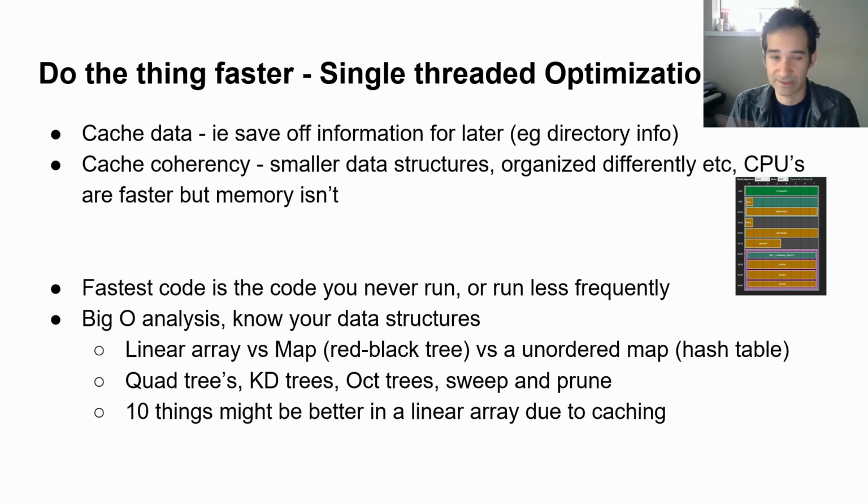And of course, like I was just saying, big O analysis, know your data structures. Do you want to do things with a linear array versus a map, which is very often implemented as a red-black tree, or an unordered map, a hash table? Those all have different performance characteristics that it's important to understand, even if you can't implement them very easily. Although you should understand how to implement a linear array, and you should probably understand how a hash table works too. When you're dealing with computer graphics, there are additional spatial data structures that are pretty important. Quad trees, KD trees, oct trees, sweep and prune are all good things to look up and understand. And the quad trees and oct trees are really just a sort of binary search in higher dimensional space. But they are the bread and butter of understanding how to deal with 3D data quickly.